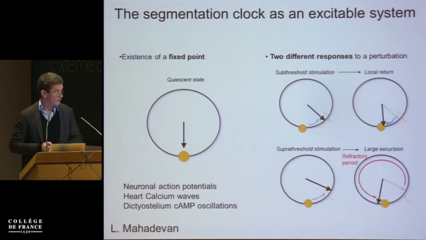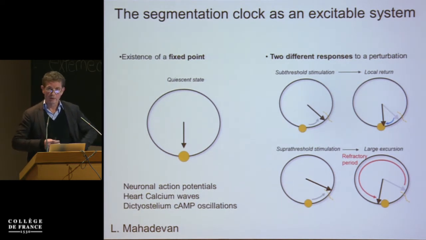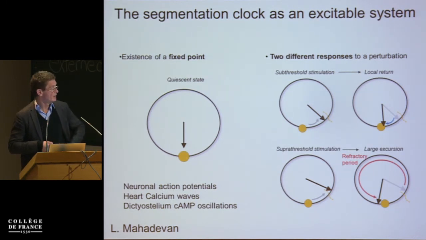So how do we make sense of these experiments? Then we teamed up with Mahadevan, who's a physicist in the Department of Physics at Harvard, who suggested that one way to think about the system was to consider that it behaves as an excitable system. So we've heard a bit already about excitable systems. The most classical one would be like the neural action potentials, but you can think also about the heart calcium waves or the Dicty cAMP oscillations.